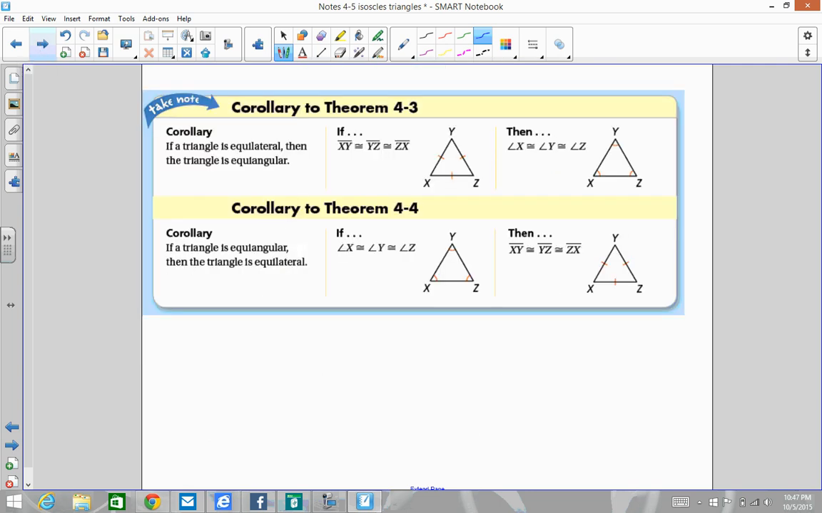All right, so then we have two corollaries. Corollaries are just extensions from our theorems. There are other things that can be proven. And so what this one says, it says if you have an equilateral triangle, then all of the angles are congruent. And this one says if you have all the angles congruent, then you have all the sides congruent. So if a triangle is equilateral, then it's equiangular. If it's equiangular, then it's equilateral. So highlight those corollaries. They should be in that topic 4 section.